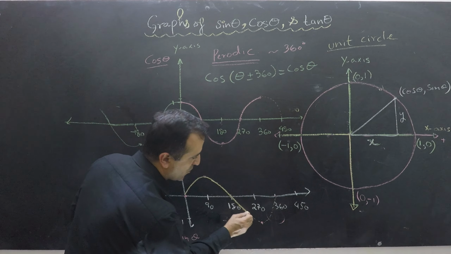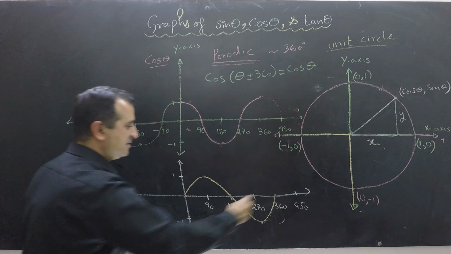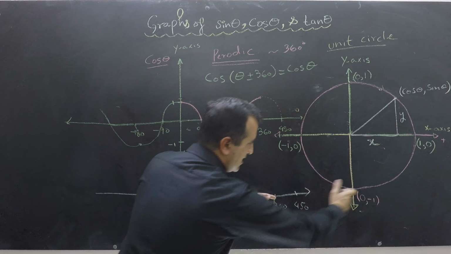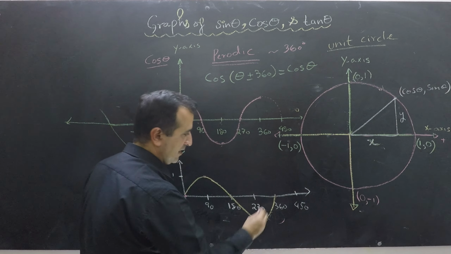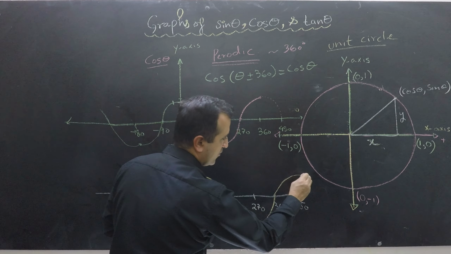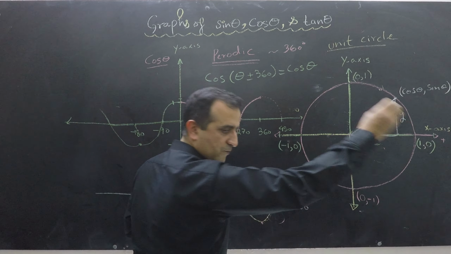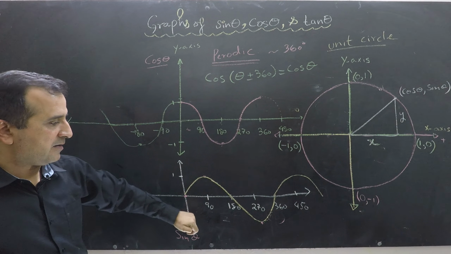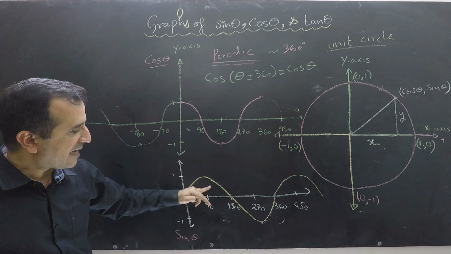Now it will continue doing the same thing for every 360 period. You can shift this here, we will get the graph here, and so on. So we continue like this, right? We go up, we go down, and so on and so forth. Make sense? So our sine graph and cos graph are both the same, but with a phase shift.